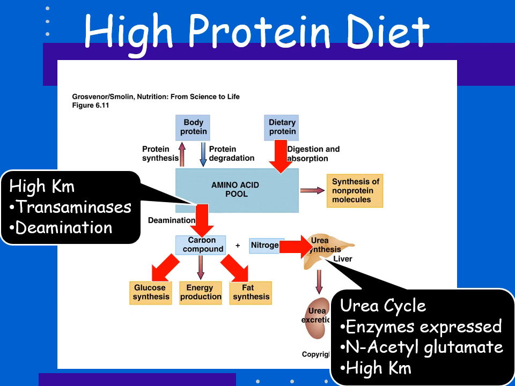And of course, the control over this process, again, is very simple. It's through the Km of the enzymes involved. So the transaminases and deamination enzymes involved in this step here have a high Km and therefore become very active when dietary protein intakes are high. In addition to that, the enzymes of the urea cycle have a high Km, but they're also increased in expression under high dietary protein intakes, enabling your body to handle the increased rate of excretion of nitrogen.